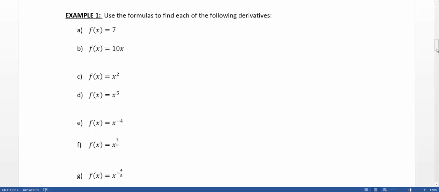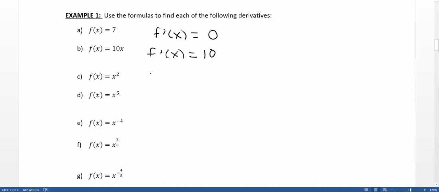Example 1. Use the formulas to find each of the following derivatives. So for part A, I have f of x equals 7. That's a constant. That means that if I were to take the derivative of that, I would get 0, because the derivative of any constant that's by itself is just 0. For B, I have 10x. So that's in the form mx. I have a number times x, which means when I take the derivative, it's just that number. Notice that A and B are different. A is a constant that's by itself, whereas B is a constant attached to the variable. So these result in different outcomes.